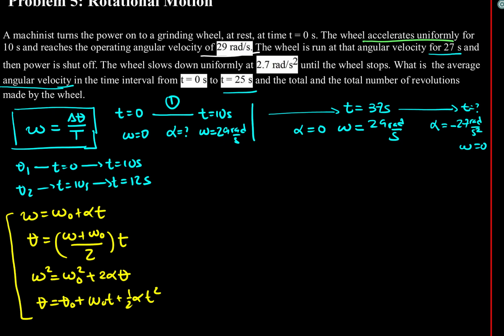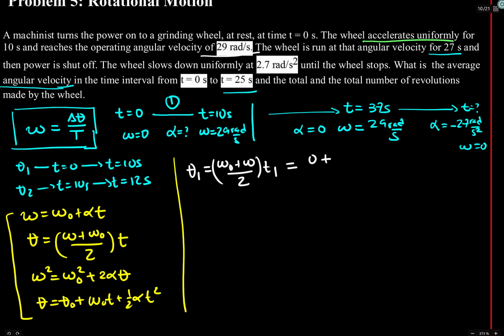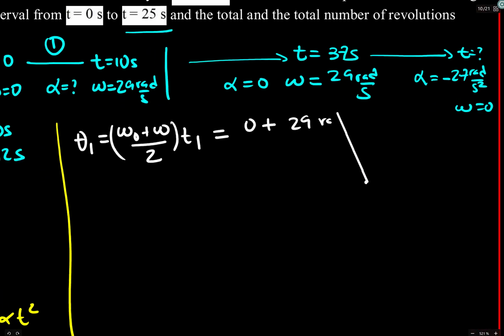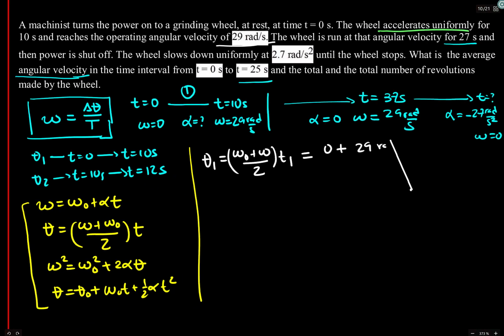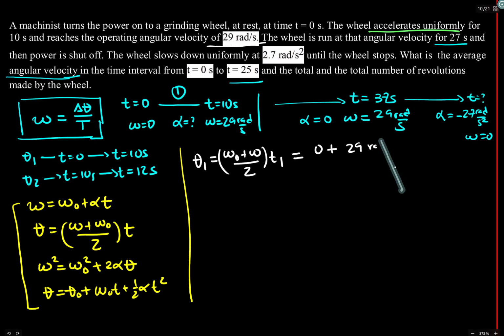So the very first part is, what is theta 1? Theta 1 will be equal to omega naught plus omega divided by 2, all multiplied by t1, and that will be equal to 0 plus 29 radians per second, all of this divided by 2, multiplied by 10 seconds. And if we do all the computation, theta 1 will be equal to 10 divided by 2 is 5.